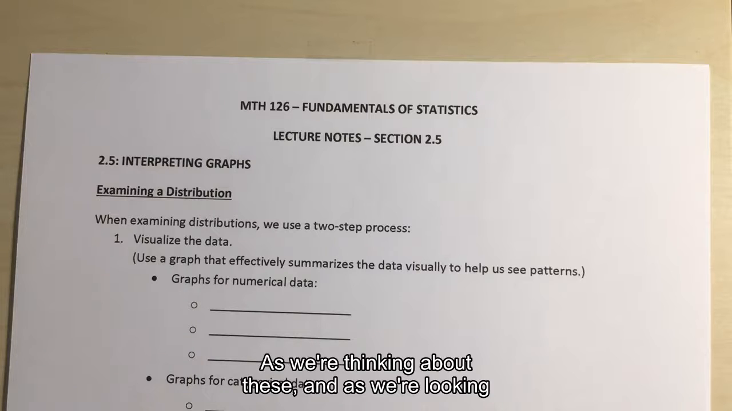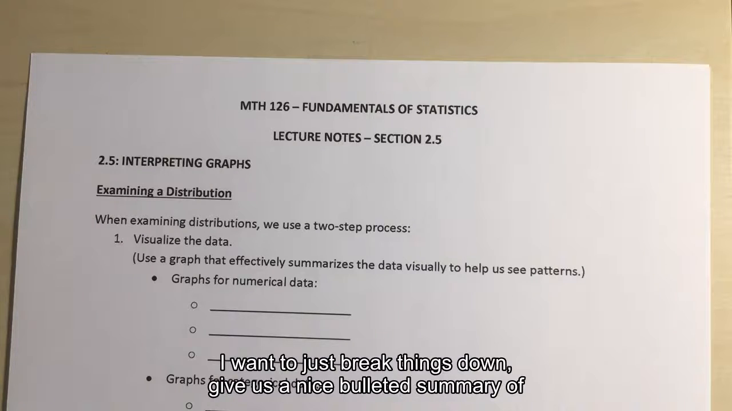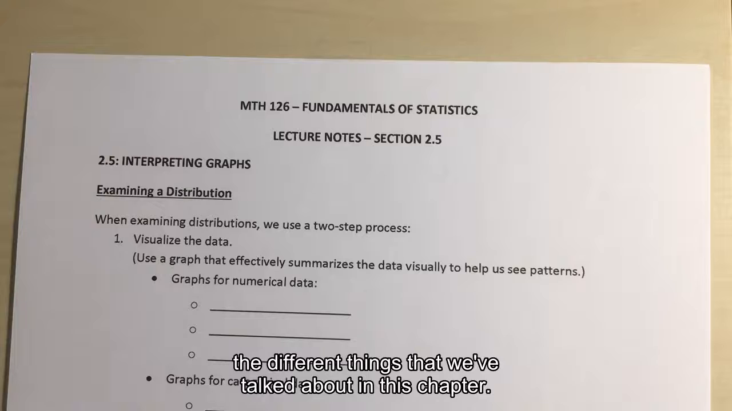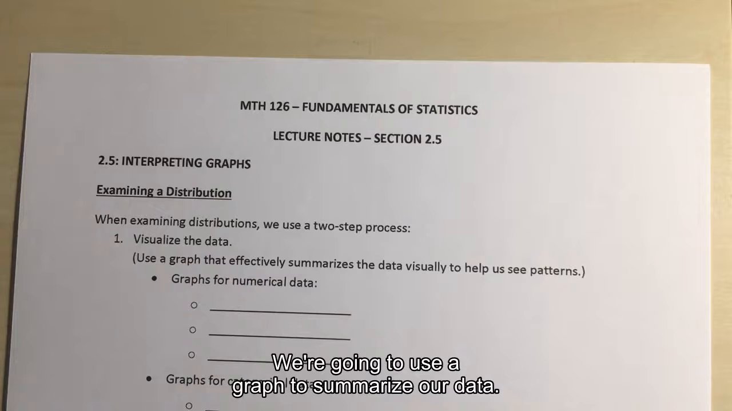As we're thinking about these and looking at these, we talked about both numerical and categorical data. So I want to break things down and give us a nice bulleted summary of the different things that we've talked about in this chapter. So, visualizing our data. We're going to use a graph to summarize our data.